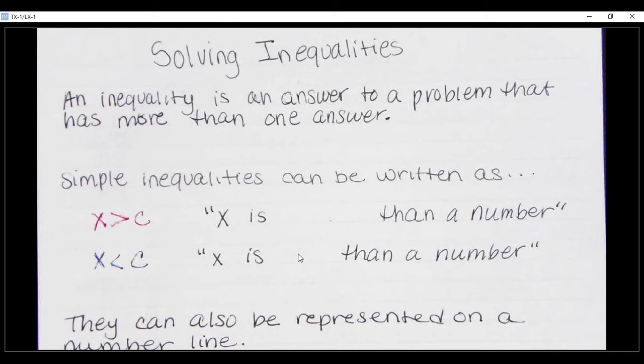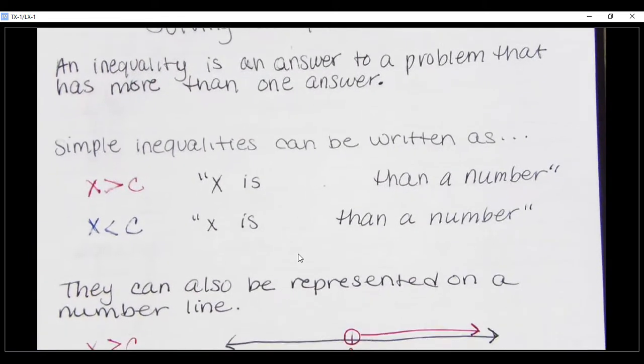So first off, it's important to know that an inequality is an answer to a problem that has more than one answer. So for example, if I gave you the question of what's a number greater than 5, well, that could be 6, 7, 8, 9, 10, 11, 12, all the way up until infinity. To save yourself some time, we're going to write it as an inequality instead of writing all those numbers. So let's take a look at it.